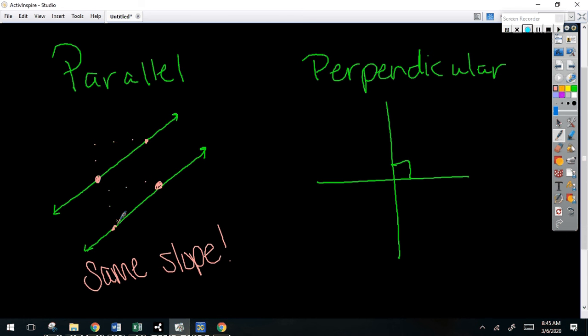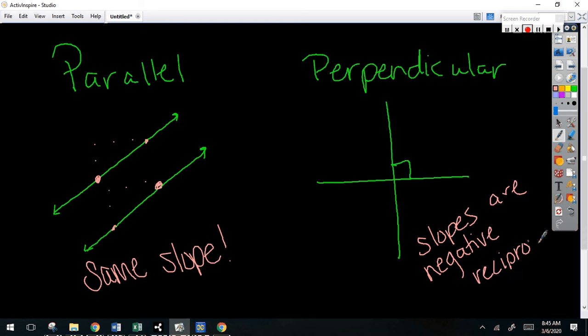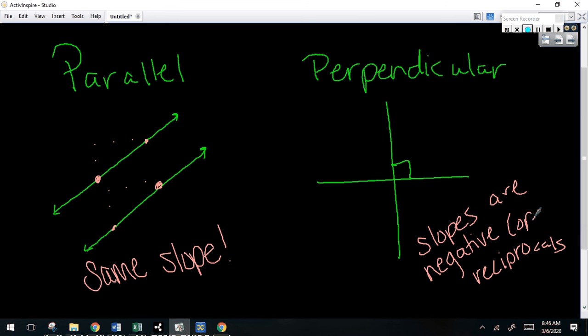Perpendicular lines, however, when I think about their slope, they are what we call negative. These slopes are negative reciprocal. So let's think about what this means. I say negative, but really what I mean is opposite sign. So I'm going to put that in parentheses. Opposite sign. Okay? So if it starts out negative, it becomes positive.